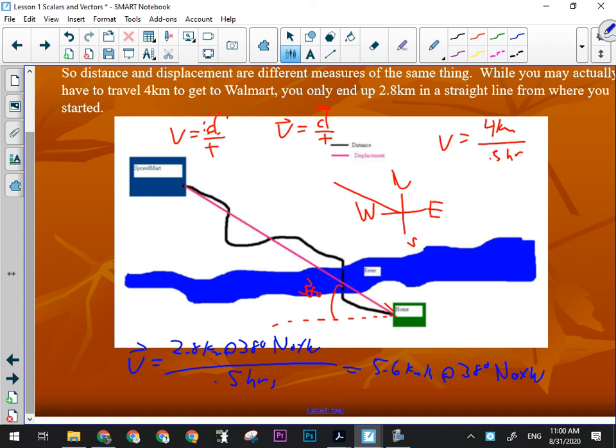What's my displacement now that I'm back home? I started at home, went to Walmart, came back home. Remember, displacement is my change in position. It's 0. Yeah, I haven't changed my position. I may have walked all the way to Walmart, but I'm back where I started. Which means my displacement is now 0, because my final position and my initial position are the same place.